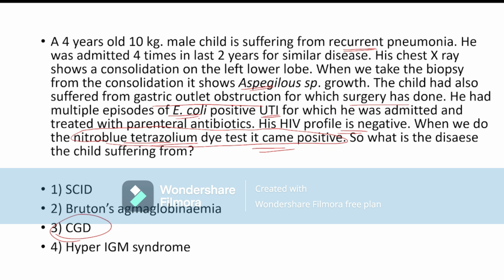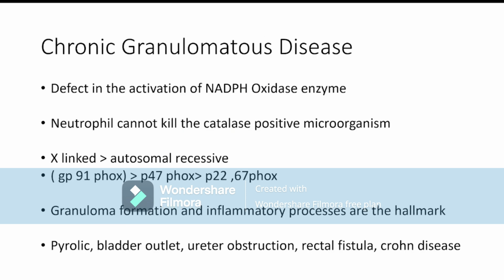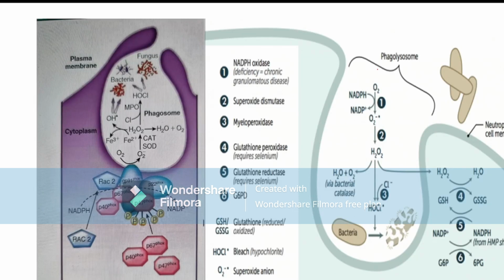So what do we mean by chronic granulomatous disease? This disease is due to a defect in the activation of the NADPH oxidase enzyme. And what is the role of the NADPH oxidase enzyme in the immune system? This NADPH oxidase enzyme mainly produces HOCl, that means hypochlorite, and kills the bacteria. How? When a virus or bacteria enters the body, it stimulates the neutrophil to enter the site of inflammation or the site of infection.